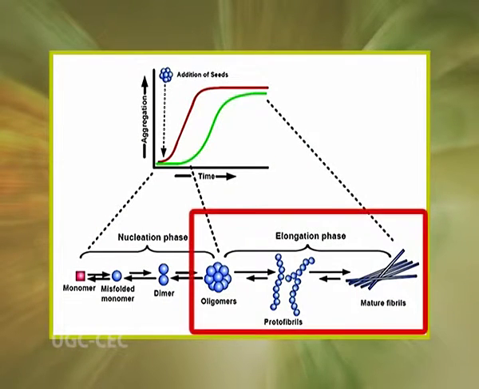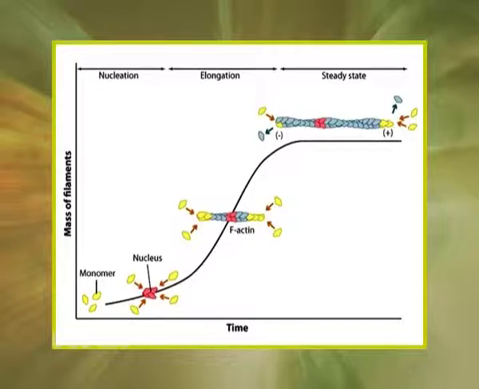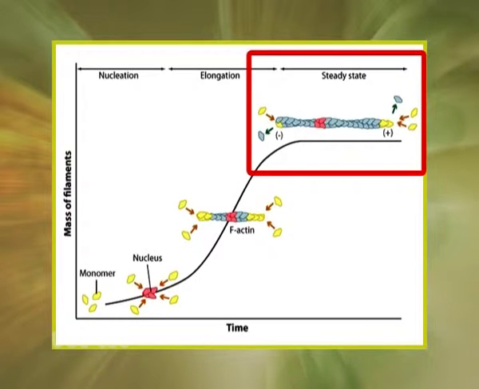Elongation phase. Rapid polymerization of actin monomers onto previously formed oligomers. Actin filaments are then able to grow by the reversible addition of monomers to both ends, but one end, that is the barbed end, elongates 5 to 10 times faster than the pointed end. Steady state. Polymerization is limited by decreased monomer concentration.